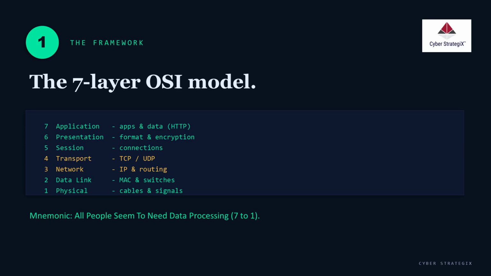The OSI model breaks networking into 7 layers, from the physical cables at layer 1 up to the applications at layer 7. Layer 1 physical, 2 data link, 3 network where IP and routing live, 4 transport with TCP and UDP, 5 session, 6 presentation where encryption and formatting happen, and 7 application. A classic mnemonic from top to bottom is, all people seem to need data processing. Many exam questions ask which layer a device or attack operates at.